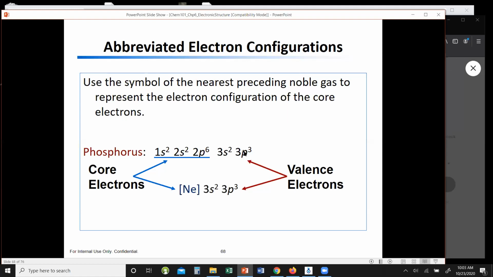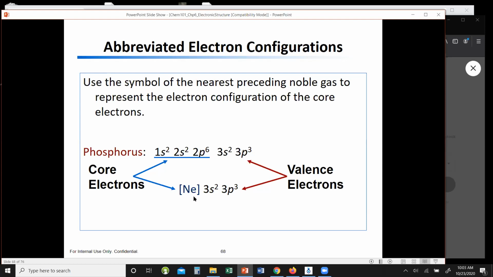Since we only care about the valence electrons, sometimes we could do a shorthand. So see everything, the core electrons? 1s2, 2s2, 2p6. That's the same thing as neon. So sometimes we just write down the noble gas in brackets and then write down the valence electrons. So the top and bottom, they're the same thing. The bottom is shorthand.